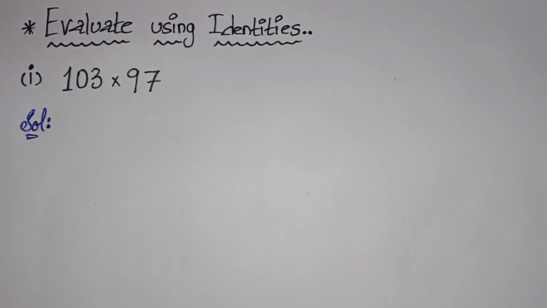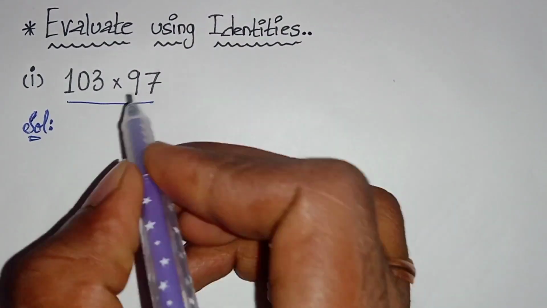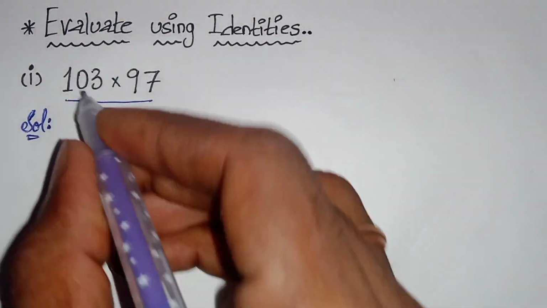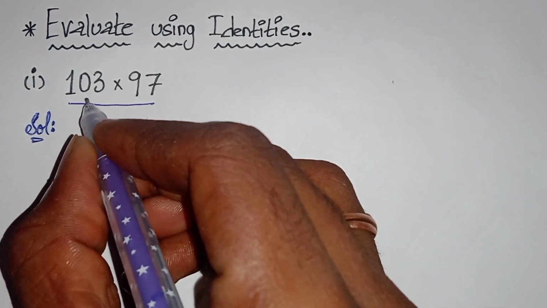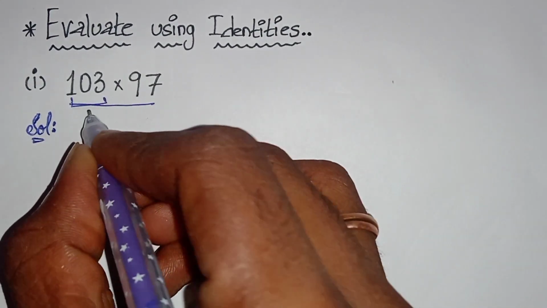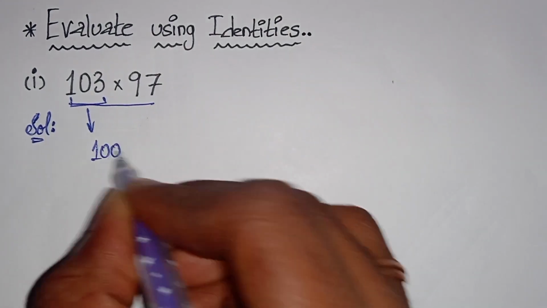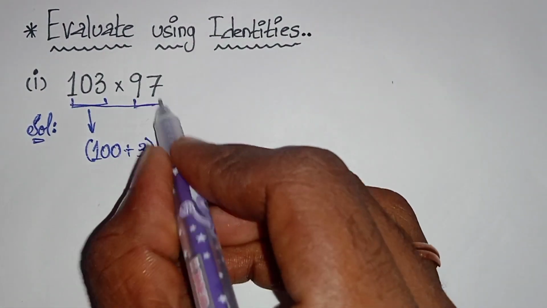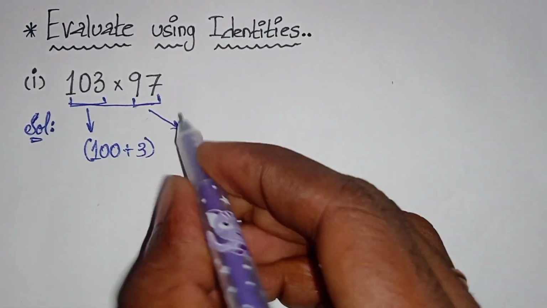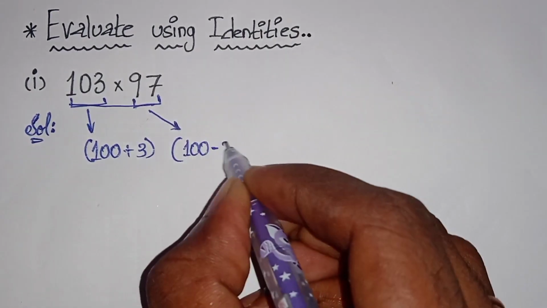So in this video we are going to evaluate this question using the identities. Okay, so the question is 103 into 97. So 103, we can write as 100 plus 3, into 97. And 97, we can write as 100 minus 3. Okay, so 100 minus 3 is nothing but 97.